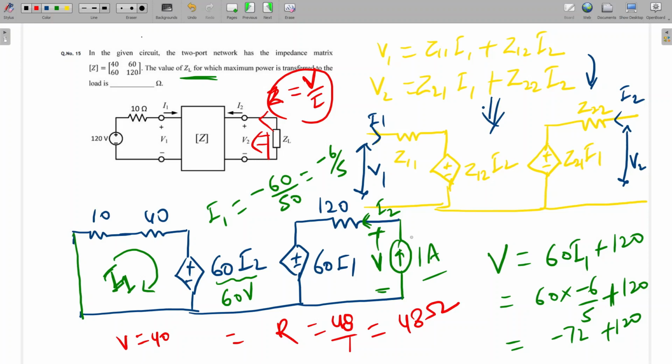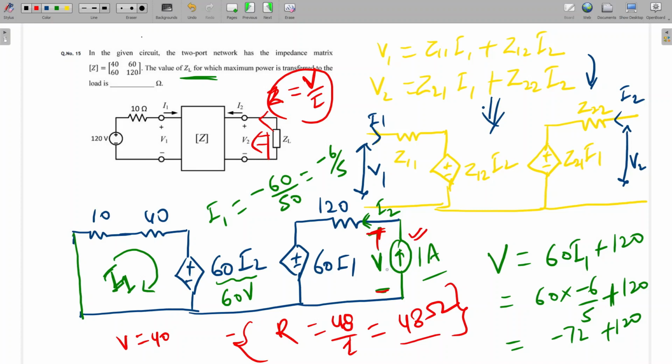So here I am applying a 1 ampere current source. So what will be the voltage here? We divide by this current, 1 ampere. So R will be 48 by 1, it will be 48 ohm. So this is the method. If dependent sources are there in our circuit, we will supply an external voltage or current source, whichever is convenient. Here I thought applying a current source would be easier, so I applied a current source.